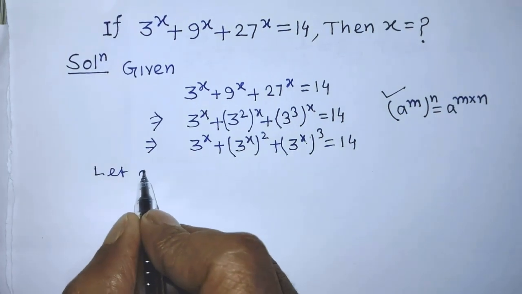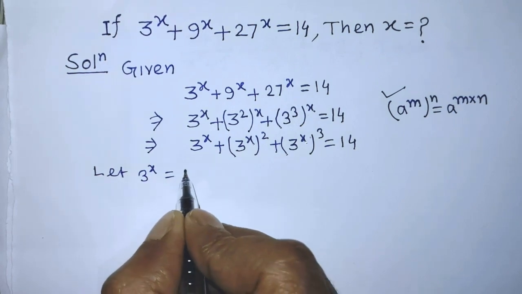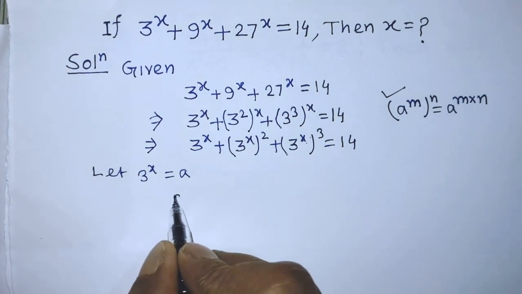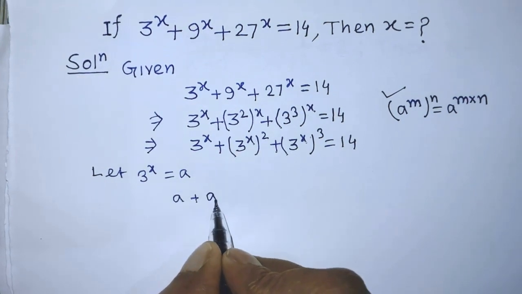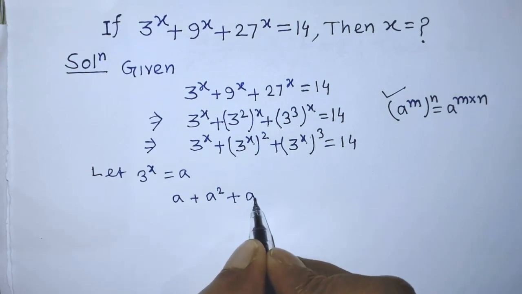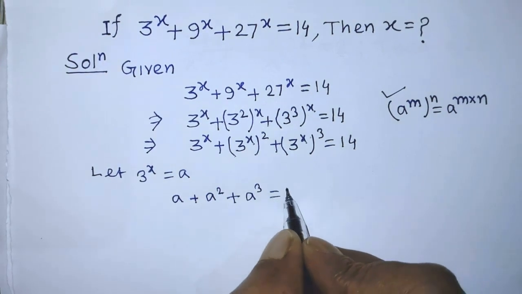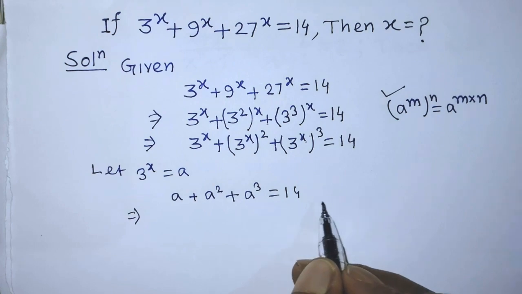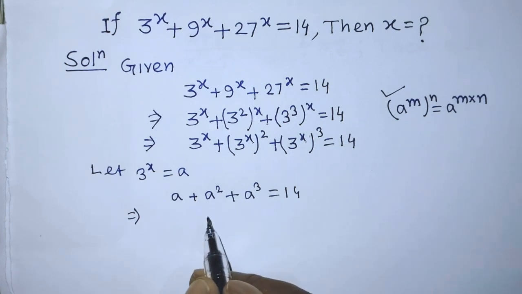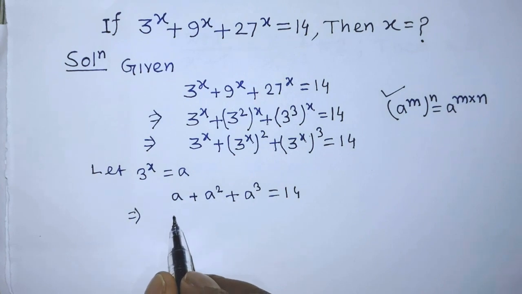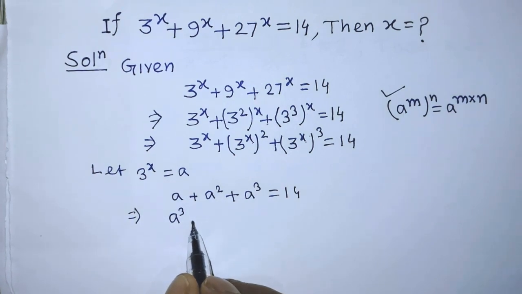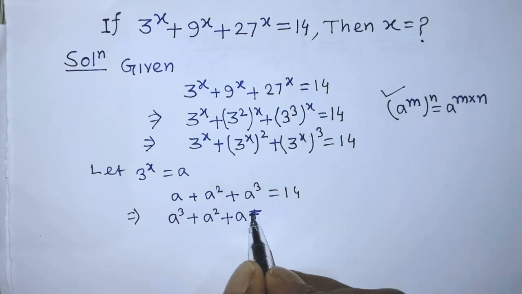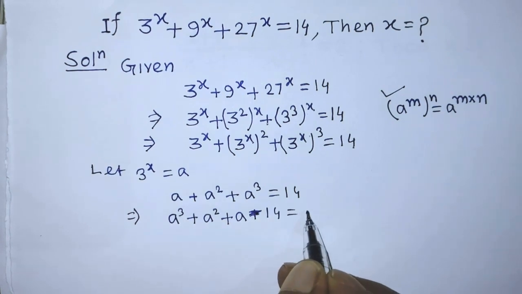Let 3^x = a. Then we can write from this equation a + a^2 + a^3 = 14. So student, we have to transpose 14 from right hand side to left hand side. Then the left hand side becomes a^3 + a^2 + a - 14 = 0.